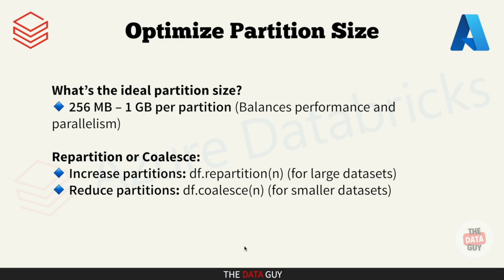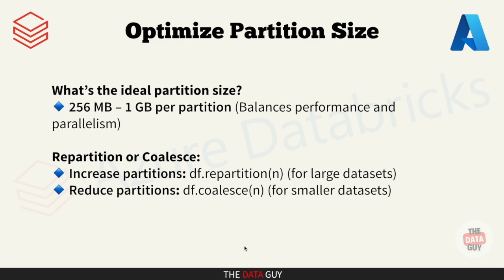Now, how to optimize these partitions? What's the ideal partition size of your partitions? So, for optimal partition size for big data, you can aim for 256 MB to 1 GB per partition. This balances parallelism with I/O performance.